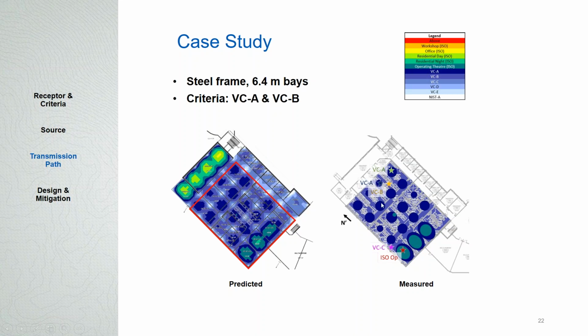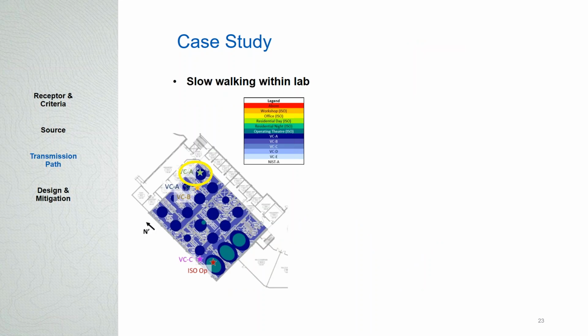So that's encouraging. We'll just look at a few of these spots up here on the north end in a little bit more detail, just to see how the comparisons are actually panning out. If we first look at the spot right at the top, we're predicting VC-A in the measurements. So it's slow walking within the lab. If someone was walking basically around this lab space, to see what vibrations we can get.